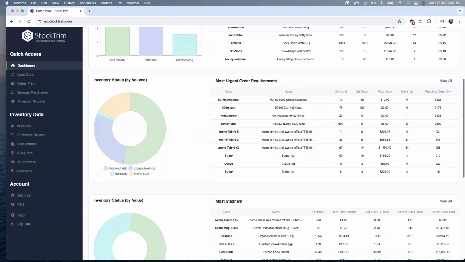The most urgent order requirements are items that have significant upcoming demand, but very low stock levels. So you need to order these ASAP so that you have enough stock to meet your customers' demands.